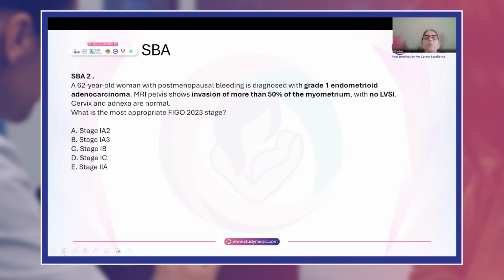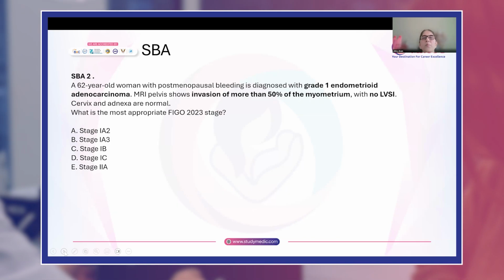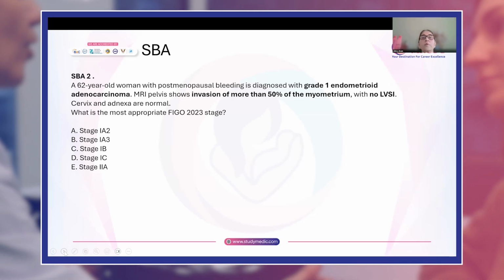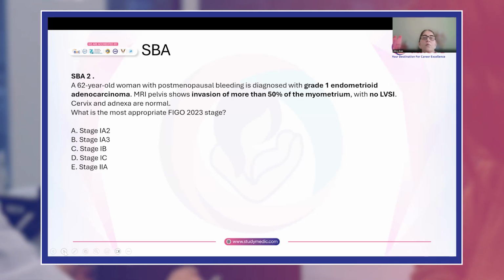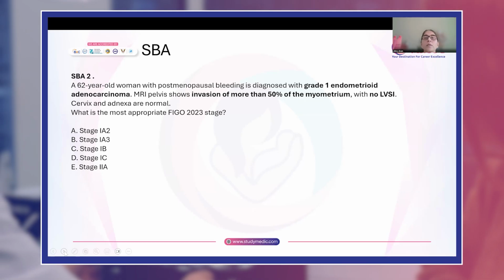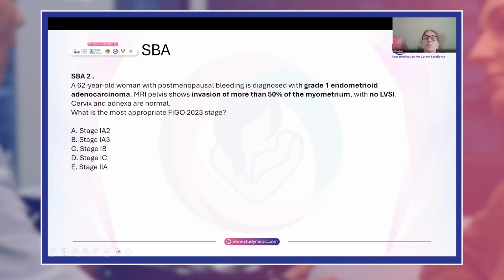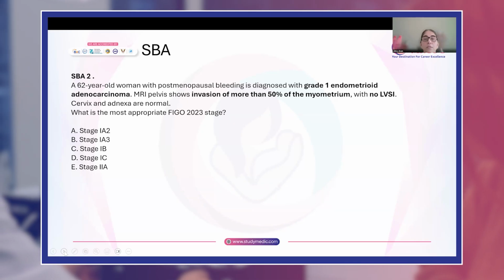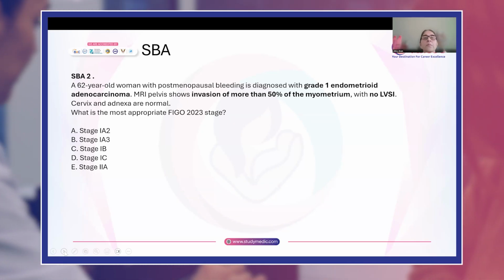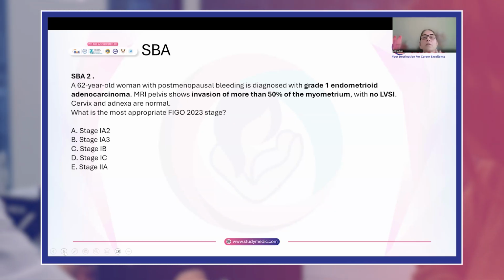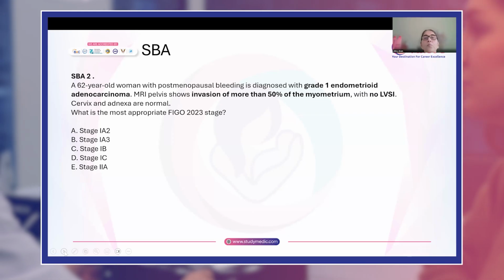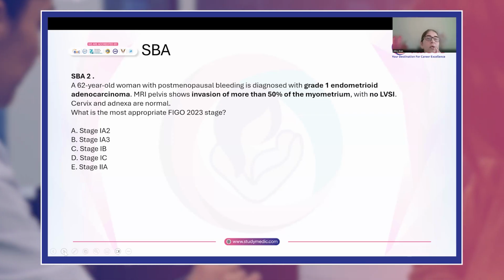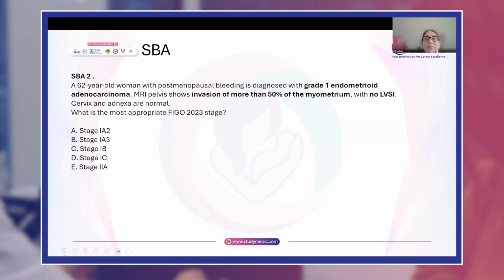Another question would be like you have again this. So remember, most of them with endometrial cancer usually will be coming with postmenopausal bleeding. So another one, she is diagnosed with grade 1 endometrioid adenocarcinoma. So immediately it should come to your mind. Grade 1 means the histology is non-aggressive type. But MRI is showing invasion of the myometrium. More than 50% of the myometrium is involved. There is no LVSI. And cervix and adnexa are normal.